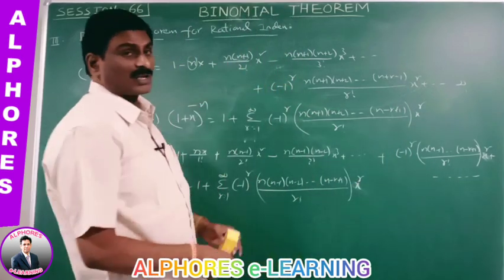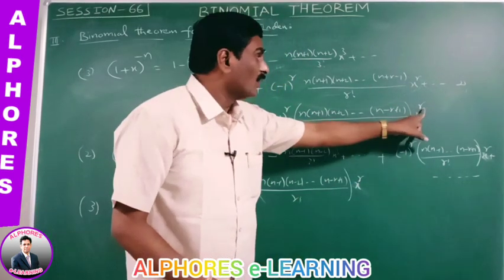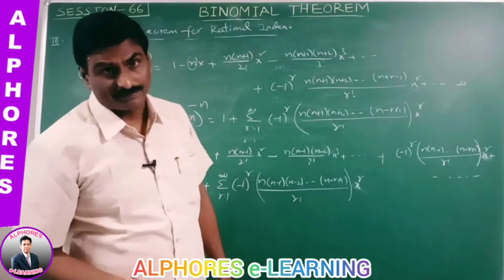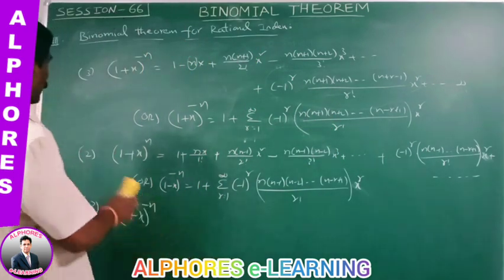Suppose we find the coefficient of x power 5. Put r is equal to 5 in this value, and we get the coefficient of that term. Okay, very very important. Next, fourth one.